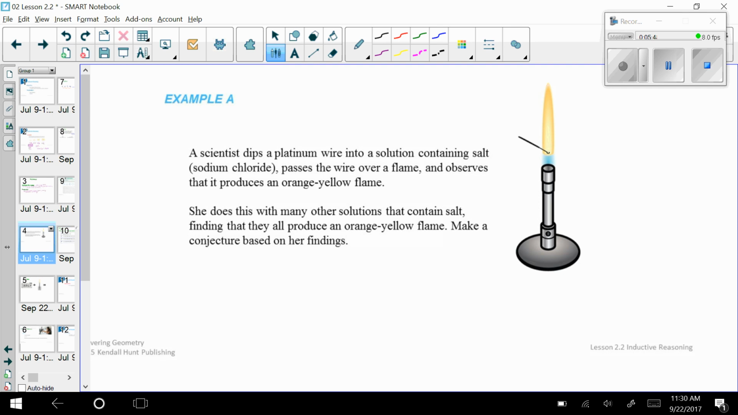So in this next example, we're going to see if we can make a conjecture about this experiment. It says a scientist dips a platinum wire into a solution containing sodium chloride, or NaCl, sodium chloride, and passes the wire over a flame and observes that it produces an orange-yellow flame. She does this with many other solutions that contain salt, or sodium chloride, finding that they all produce an orange-yellow flame. So let's make a conjecture based on her findings.